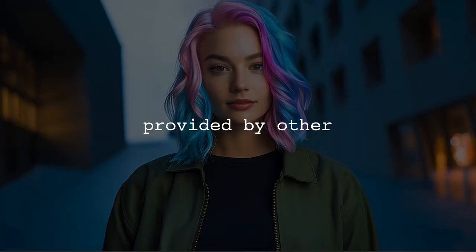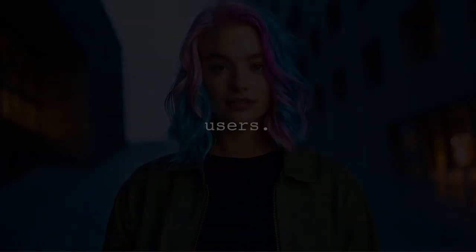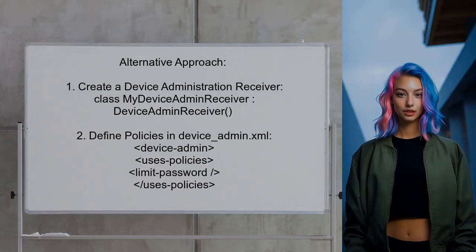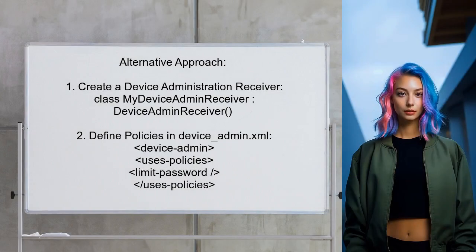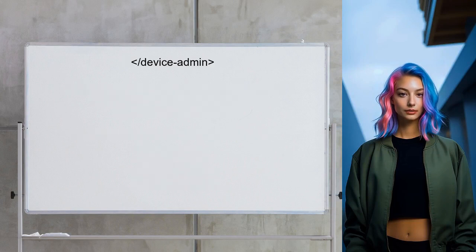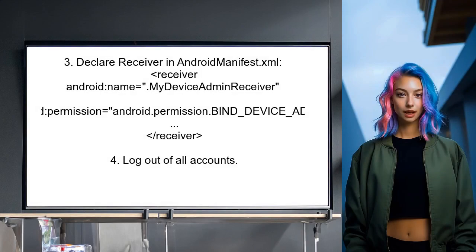Now let's look at the answers provided by other users. An alternative approach to creating a COSU app involves several key steps. First, create a device administration receiver in your Kotlin file. Then, define and declare your policies in the device admin XML file. Next, ensure your receiver is declared in the Android manifest.xml.